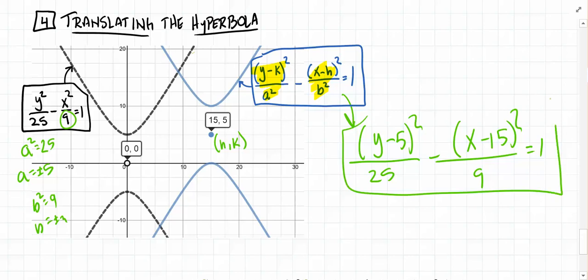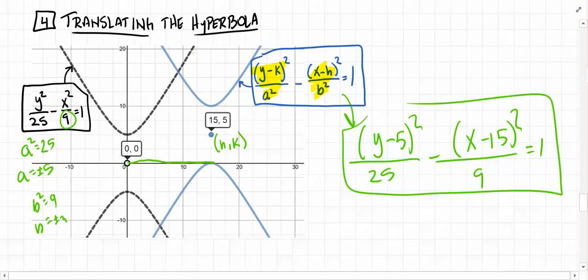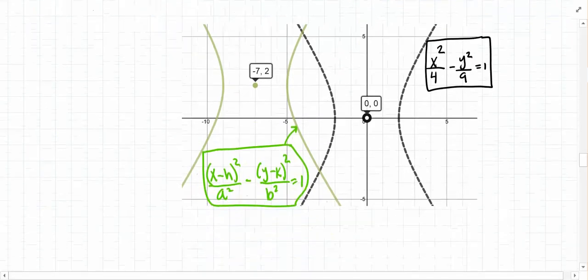So the whole idea here is being able to move. I've gone 15 units to the right and I've gone 5 units up. So my center is going to be located at the point 15, 5. So that's what I really wanted you to understand from this particular example. Okay? So moving the hyperbola around. Let's do one more and then we will be done with this part of it.